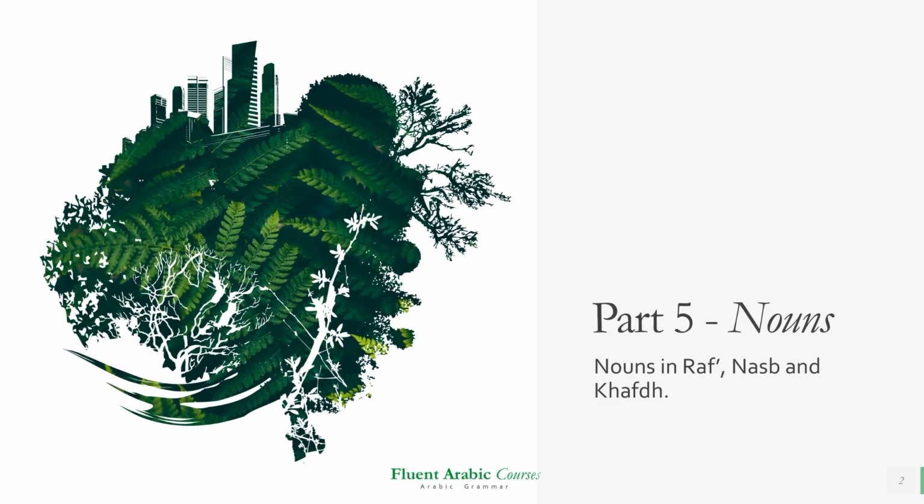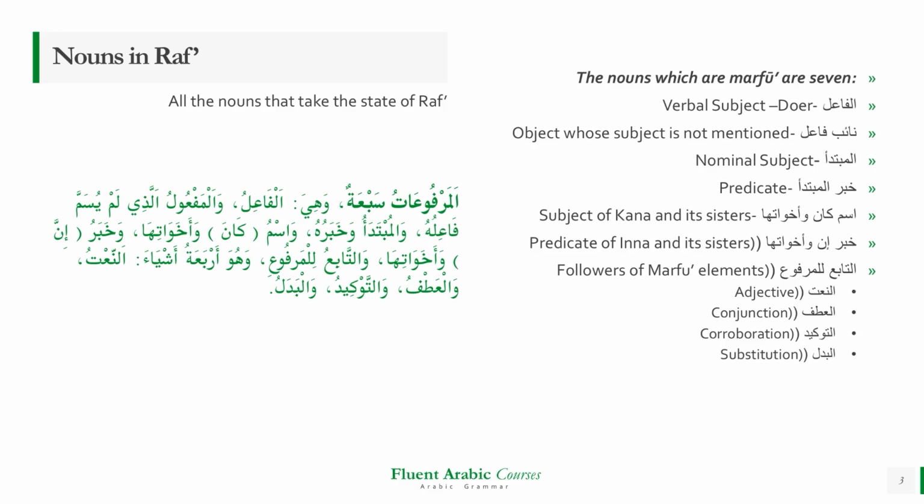So we are going to look at all the nouns which always take the state of rafa first, then we'll move on to nasab, and finally khafdh. And when we're done, inshallah, we're going to know the i'rab of all these types of nouns. The first part is the nouns in rafa. So Ibn Ajrum says, al-marfu'atu sab'ah. The nouns which take the state of rafa are 7 categories or 7 types.